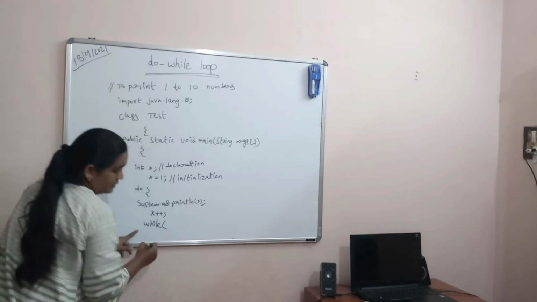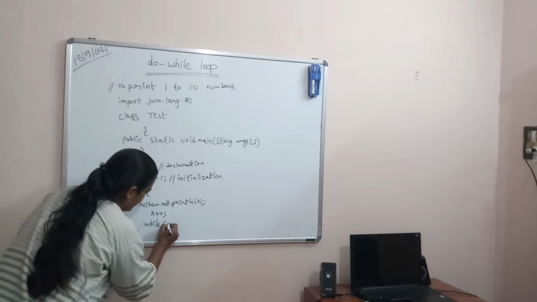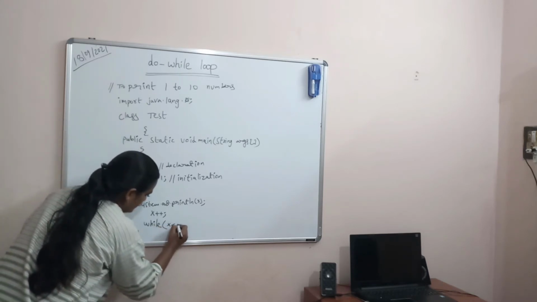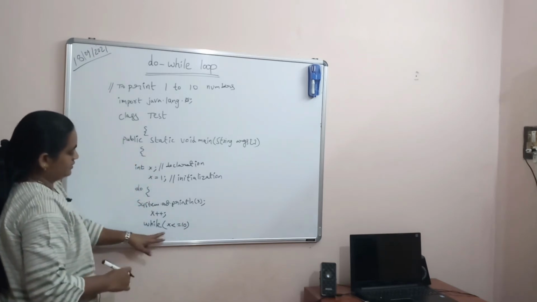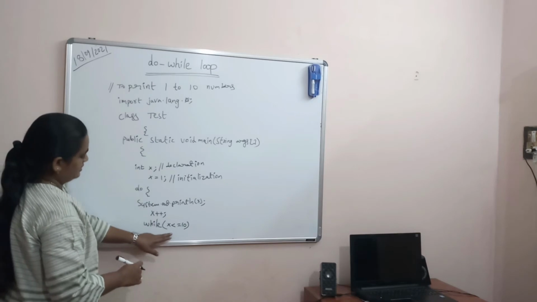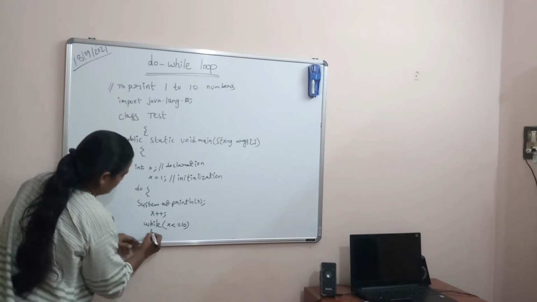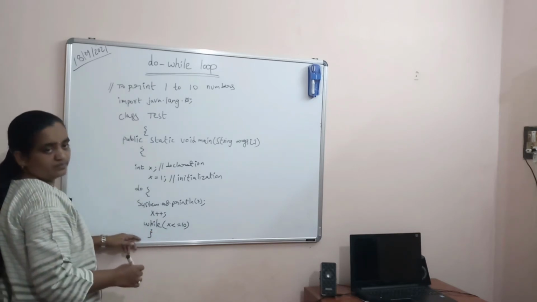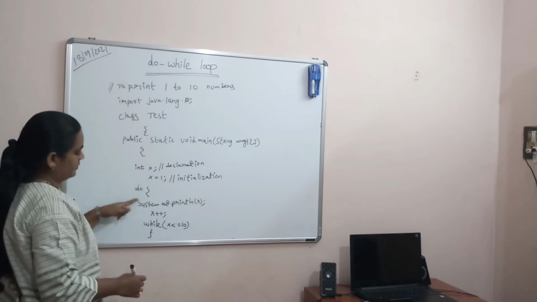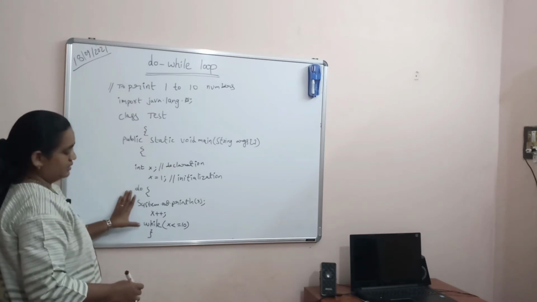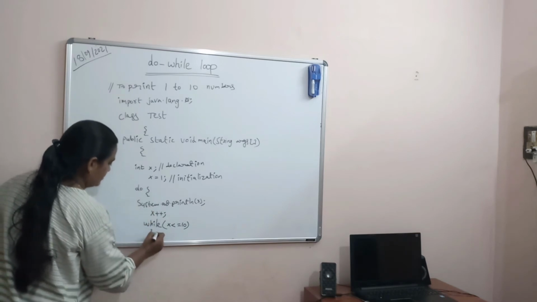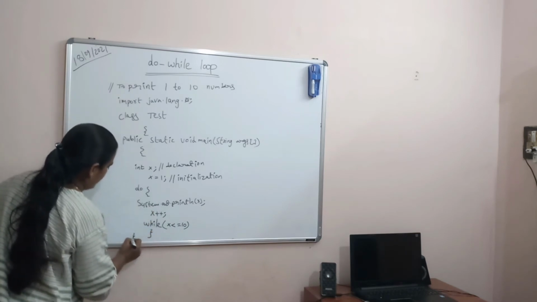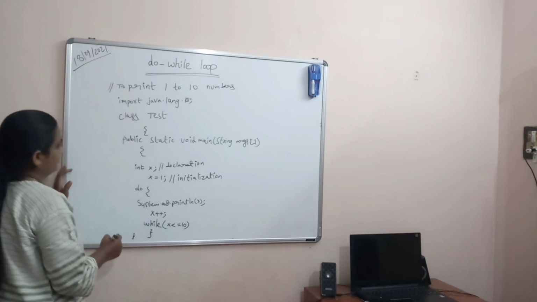While x less than or equal to 10. The while loop with a condition, then it executes, repeatedly executing a block of statements. This is the closing of the do while loop. Close the main method, close the class.